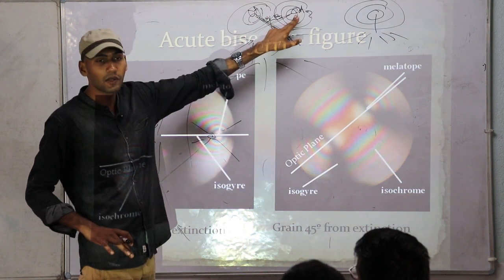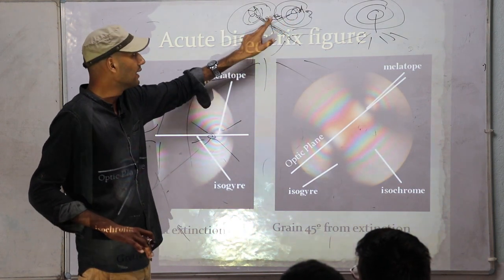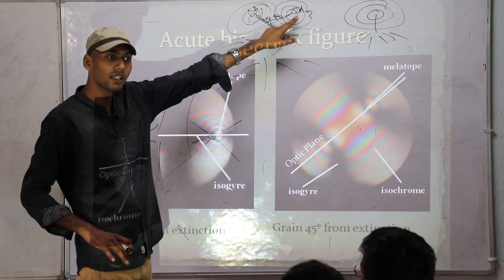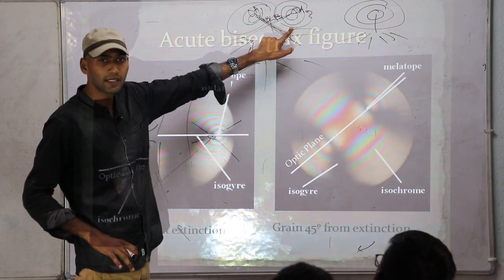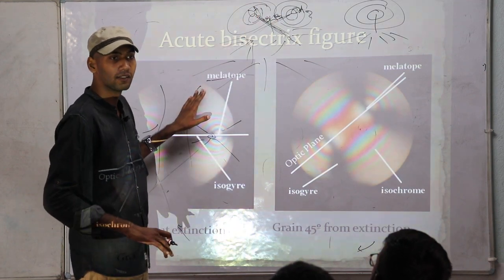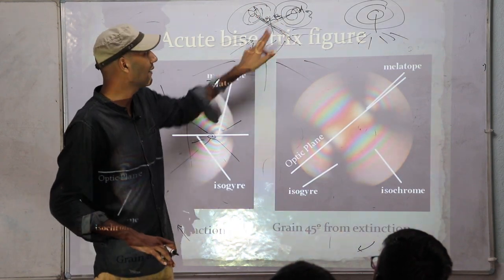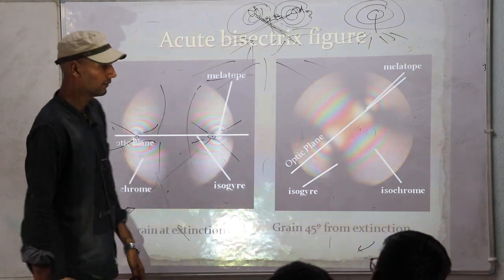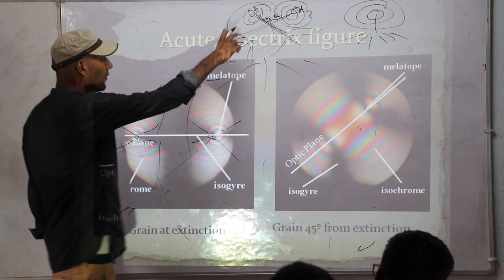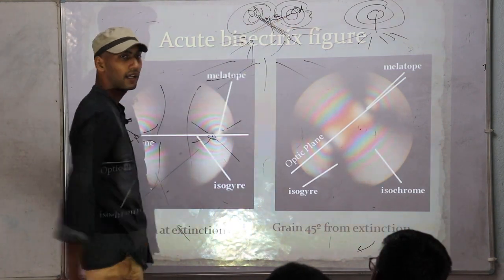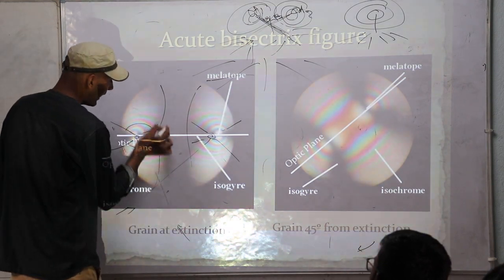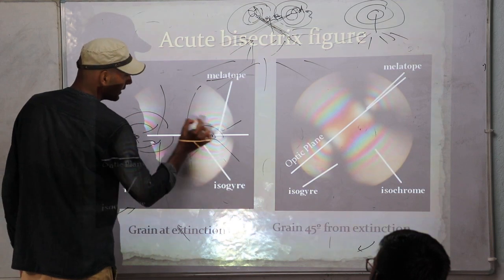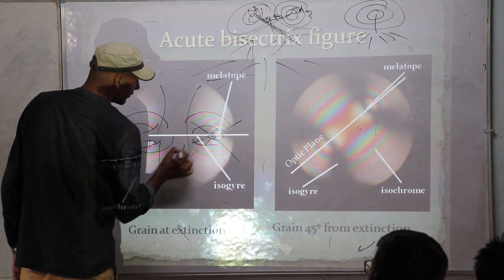Because there is another optic axis, what happens? It is also at an angle theta 2 to the second optic axis. So the effect of both optic axes is on the light ray. Both optic axes will affect the movement of the light ray. So instead of forming circular isochromes around each melatope, they will form 8-shaped isochromes like this.